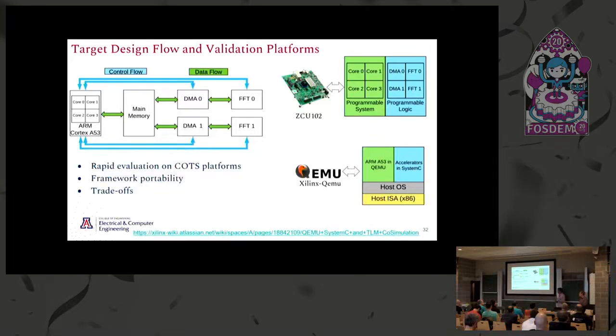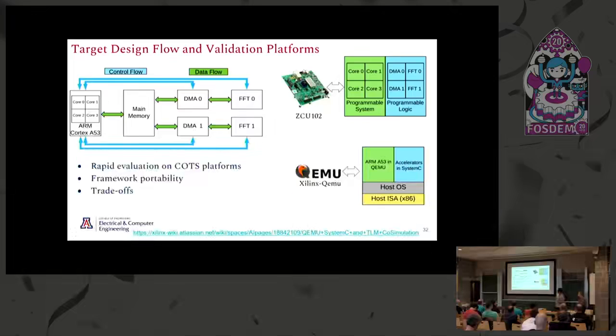The benefit of using the ZCU102 is that it helps us in getting a more realistic performance estimate compared to a virtual platform. It also helps us in performing full system functional validation, especially validating the implementations of our accelerators and IPs. We use Xilinx QEMU as our virtual platform.